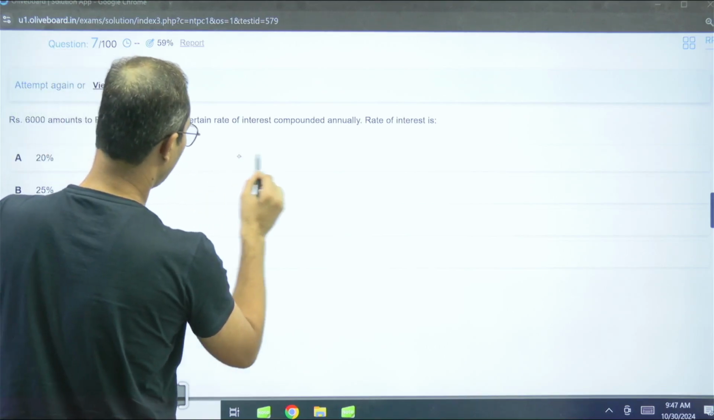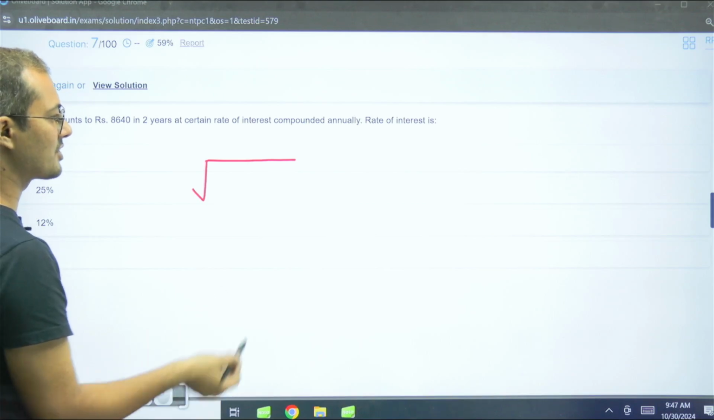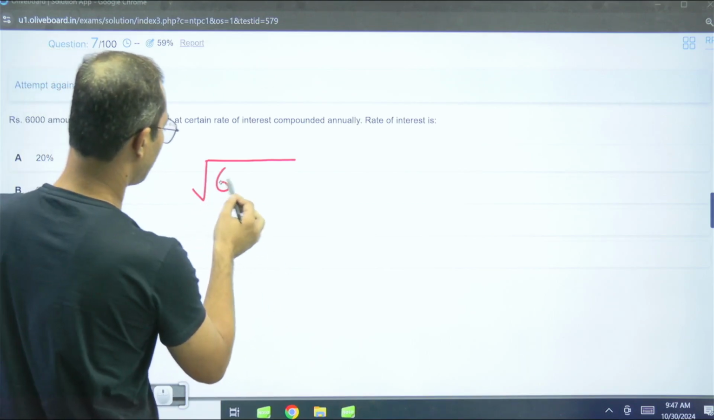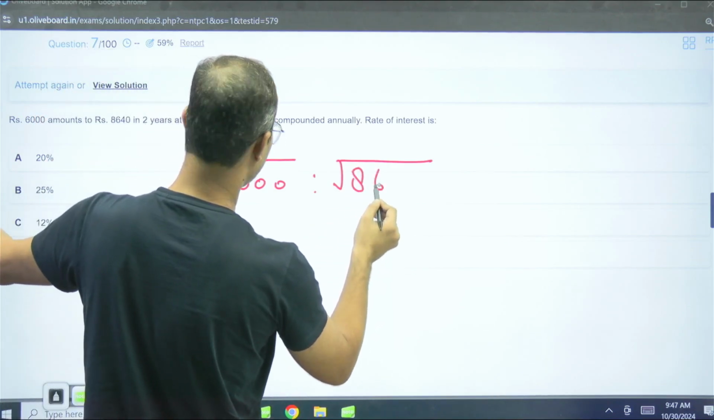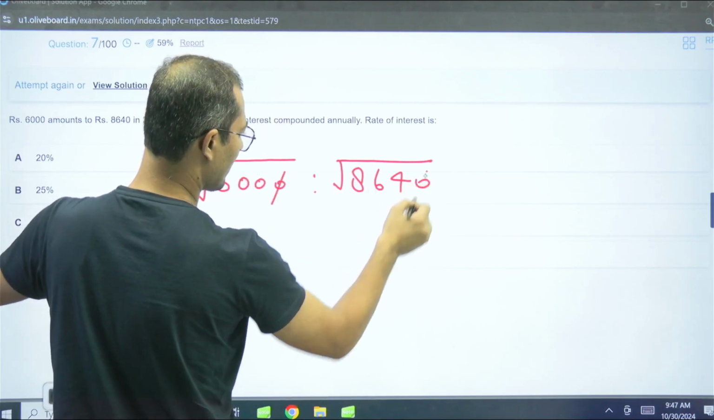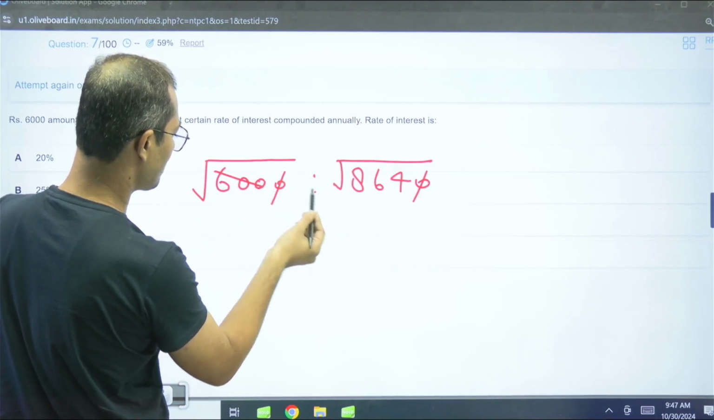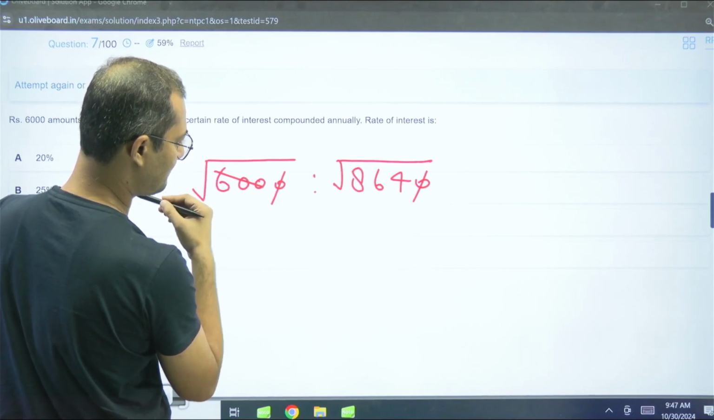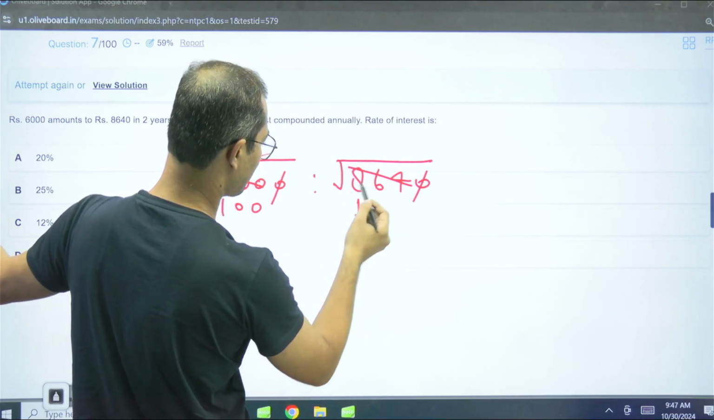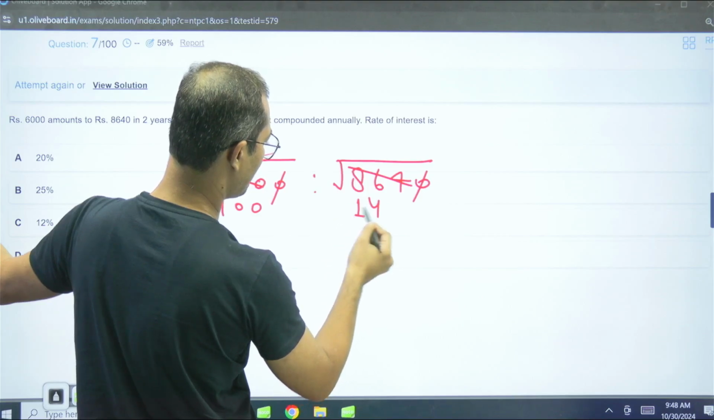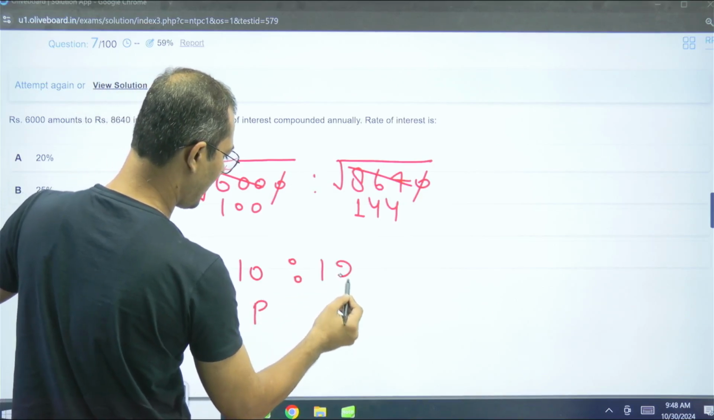So when the principal and amount are given for 2 years, to get the ratio for a single year, we just take the square root of the principal and amount, right? So we have 8640. Whatever can be cancelled, please cancel it. It is going to be cancelled by 6, right? Six ones are 6, six fours are 24. So the square root of the ratio of principal and amount is 10:12, right?